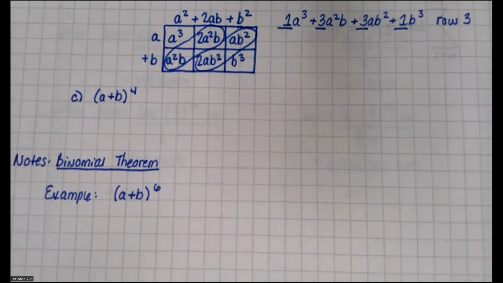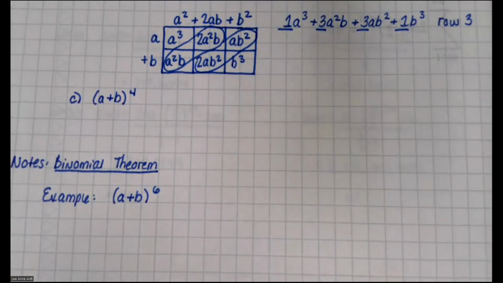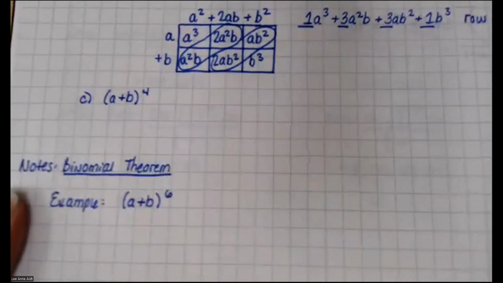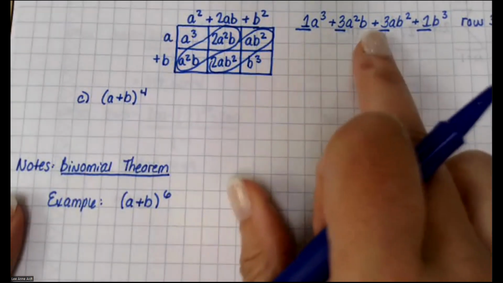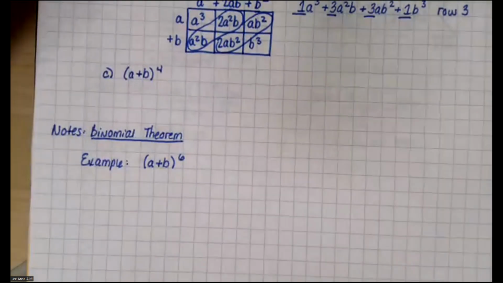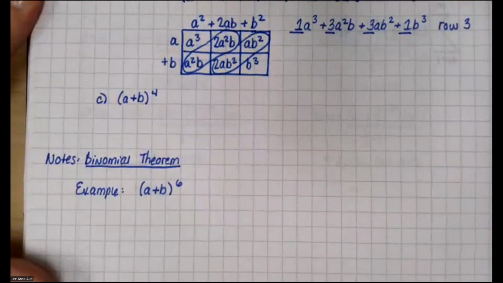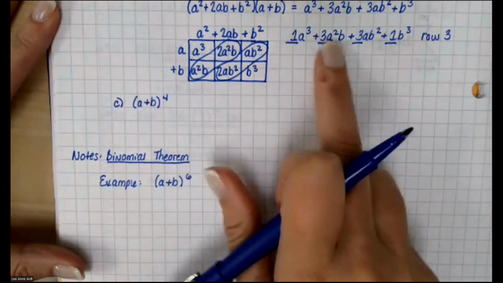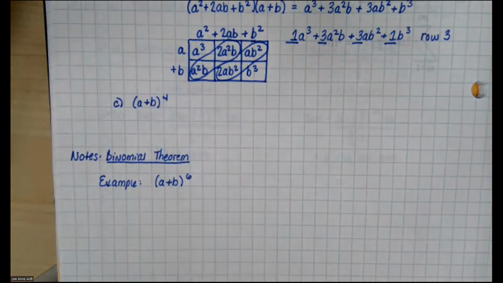What we need to do is say, okay, Mrs. Talbot, I get about the numbers in the front. I get that I can tell what row I'm in from the numbers in the front. What I need to show you now is, how do I get all the letters? Okay, are you ready?